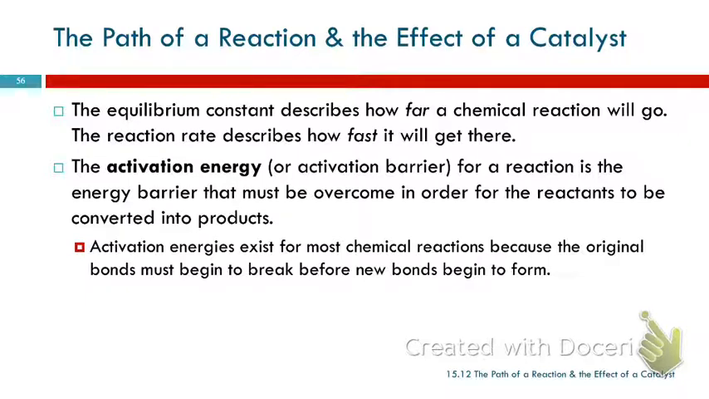So we talked about collision theory and how, in order to have a reaction, the two molecules have to collide and they have to have enough energy because there's this barrier they have to get over. Maybe they need to break some existing bonds. That activation barrier requires a certain amount of energy, so we call it the activation energy. It's the energy barrier that has to be overcome in order for the reaction to occur. Most chemical reactions do have an activation energy. The original bonds that were present have to be broken, and that requires energy before the new bonds can be formed.